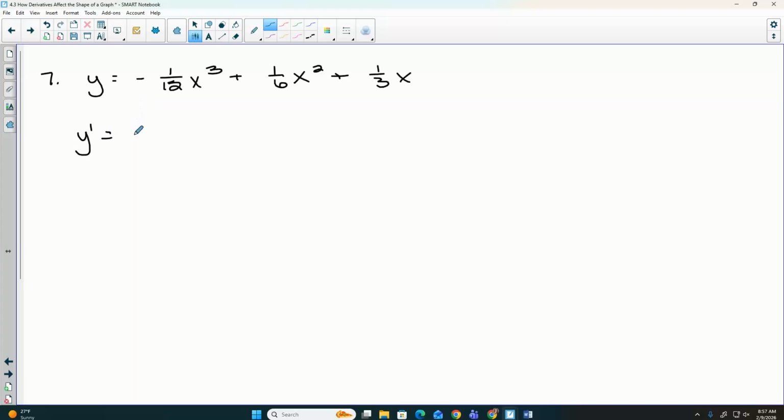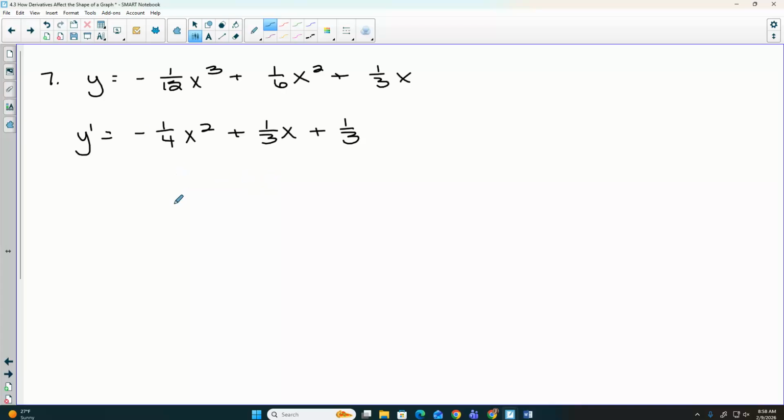So 3 comes down, so we get negative 1/4 x squared. 2 comes down, so plus 1/3 x. Derivative of x is 1, so plus 1/3. All right, we need to figure out when this is 0 or undefined.